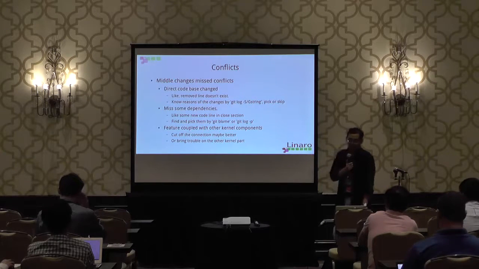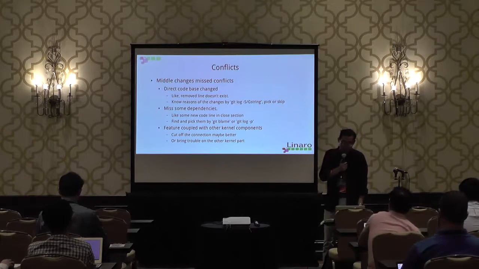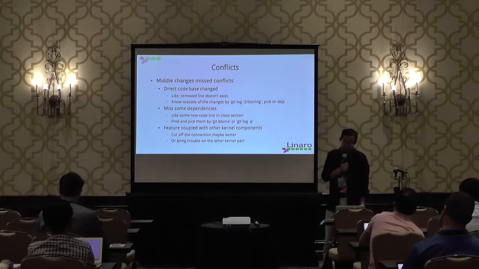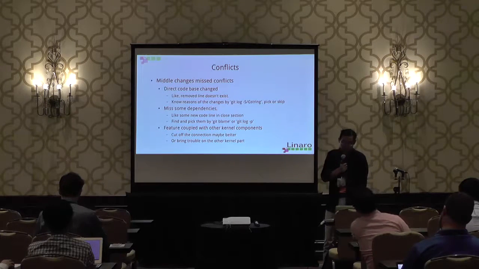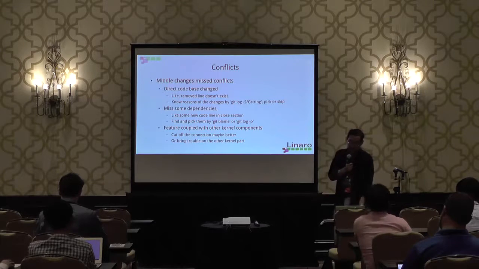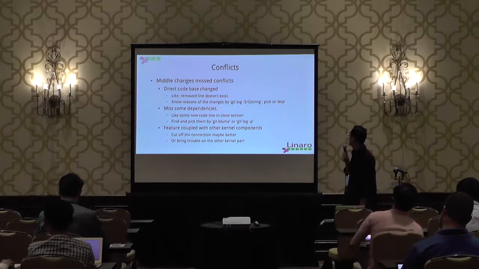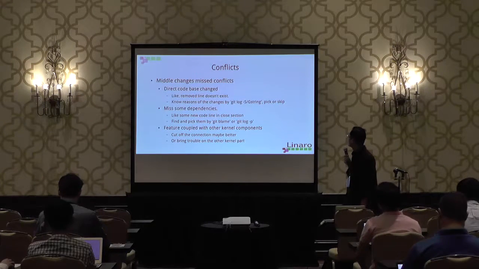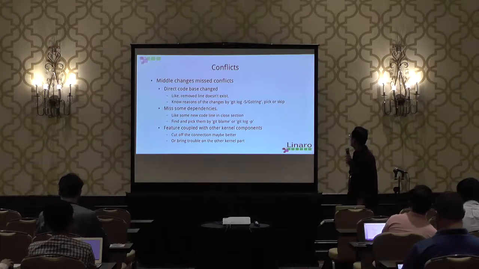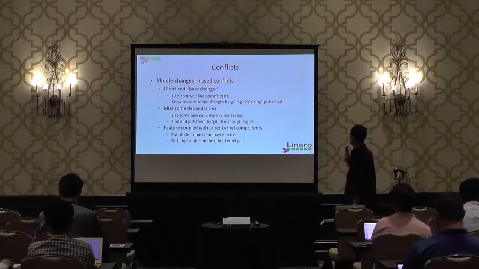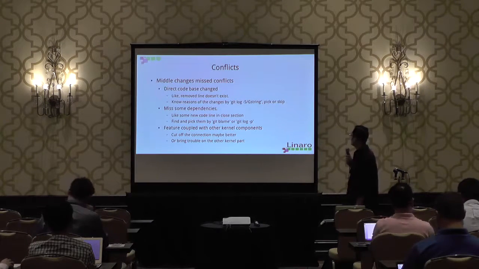During the backporting, the most work and the key issue is dealing with conflicts. The main reason conflicts happen is that some middle changes are missed between our base kernel and our target feature. Here I give three types of missed-change conflicts. The first one is a direct code base change, like some removed line in your patch that doesn't exist because it was changed by some commit.